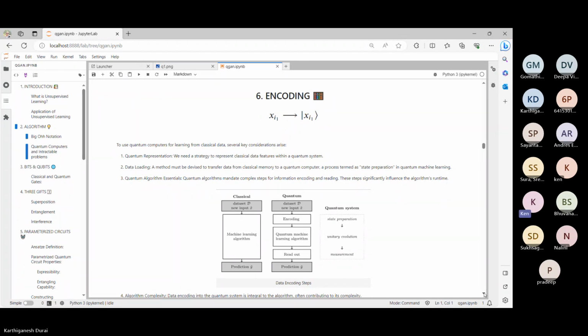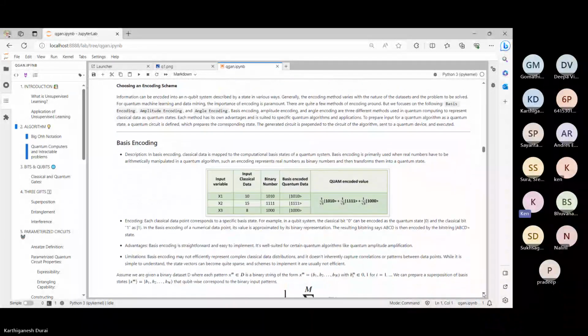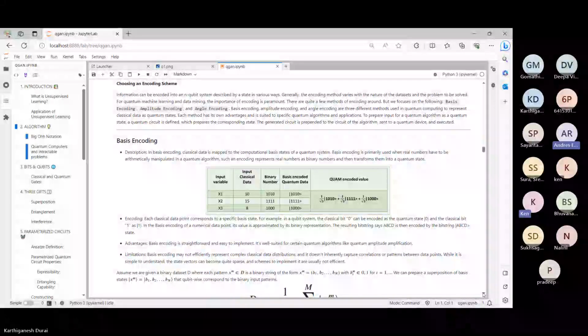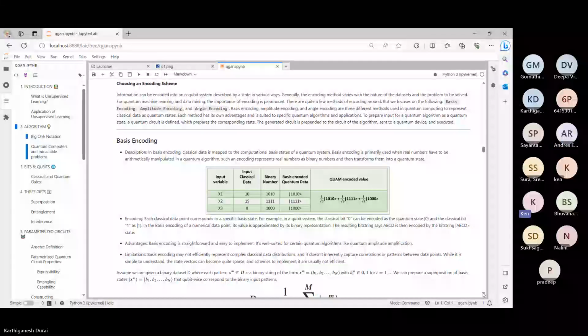And let's go to the next section, choosing an encoding scheme. Okay, so choosing an encoding scheme. Well, there are a few encoding methods that we need, but each one has its own advantages and its own disadvantages in more ways than one. For example, basis encoding. In basis encoding, classical data is mapped to computational basis states of a quantum system. So we take our classical data and we map it to the basis states. The basis states are the 0 and the 1.